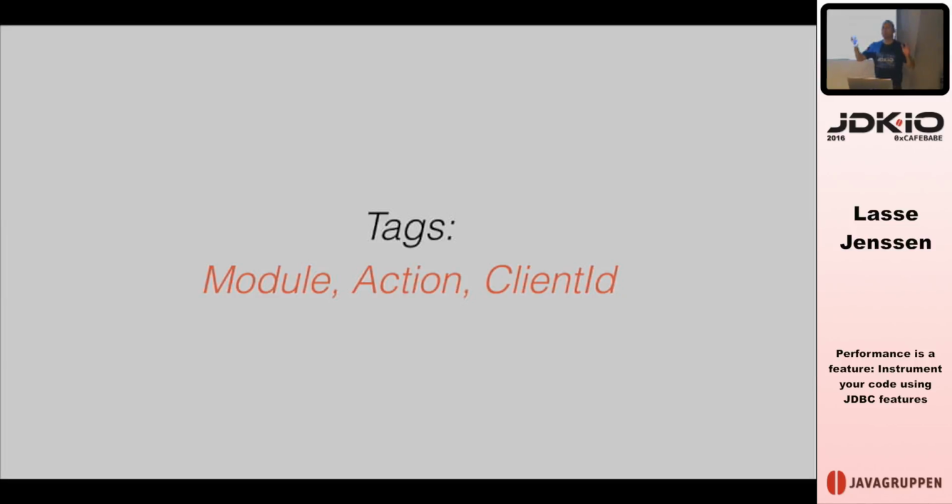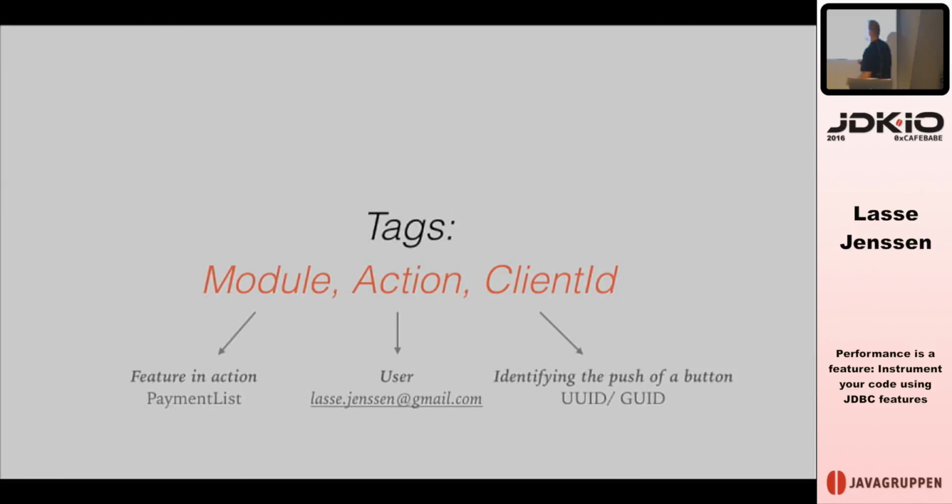So what do you put in these? Well, you could put whatever you like, but I suggest that you do something like this. In the module tag, you put the feature in action. Like in my case, it was the payment list. In the action tag, you could put the username, because this way you could trace only one user.